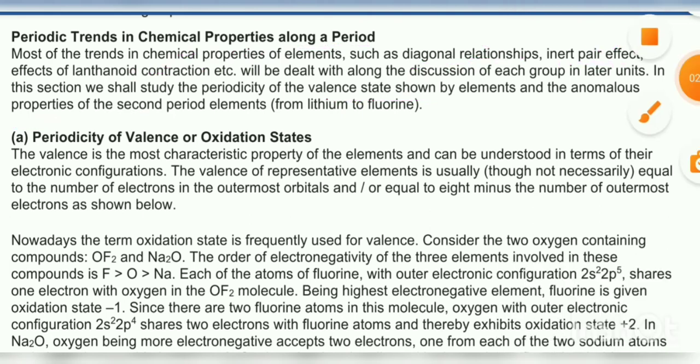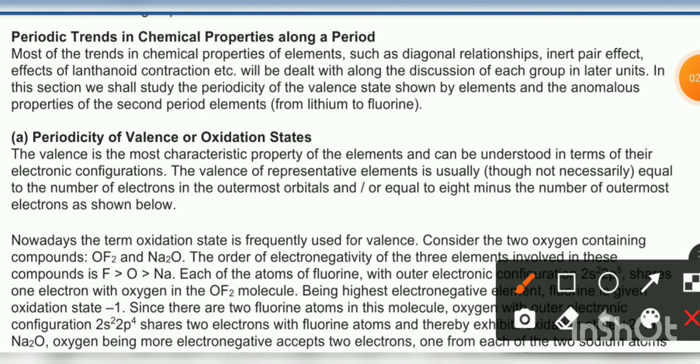So first is periodicity of valency or oxidation state. Valency is the most characteristic property of the elements and can be understood in terms of their electronic configuration. Not only for these cases, we observe the role of the electronic configuration in all the fields. Valency of the representative element is usually equal to the number of electrons in the outermost orbital.